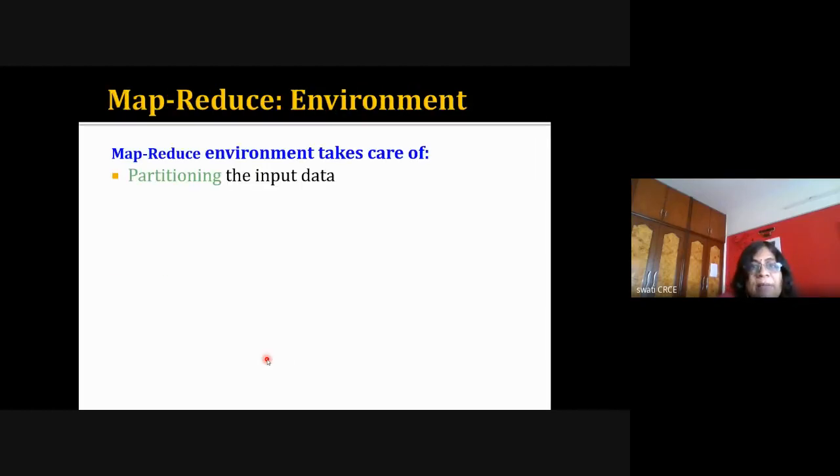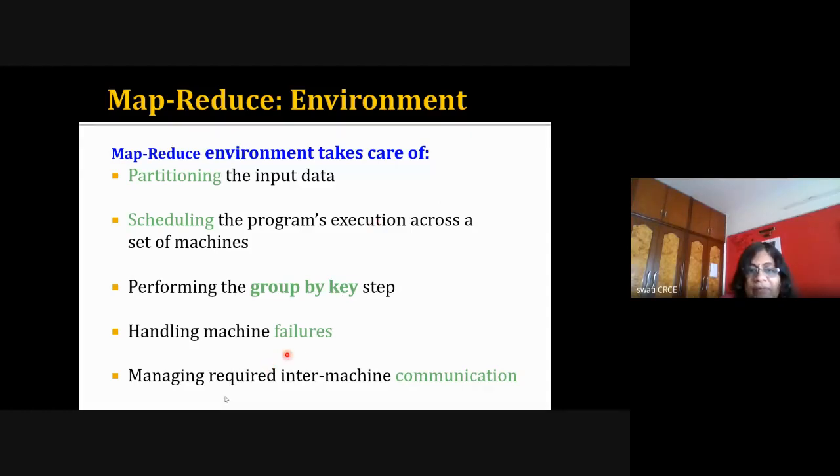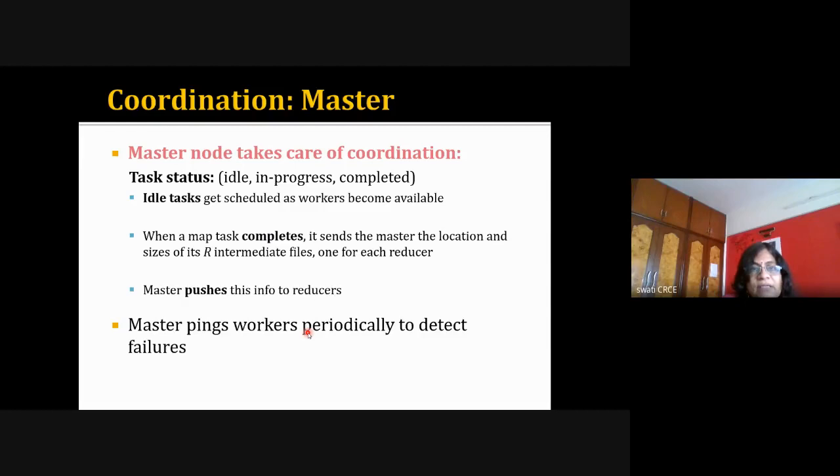This MapReduce environment takes care of partitioning the input data, scheduling, the group by operation, handling the failures of the machines, and managing the IPC or inter-machine communication. So partitioning, scheduling, group by, failure handling, and inter-machine communication are handled by MapReduce. Your input and output are in the form of a distributed file. Intermediate results are in the local machine where the mapper and reducer workers are working, and the output of one phase is input to the next phase. So that way the data is flowing.